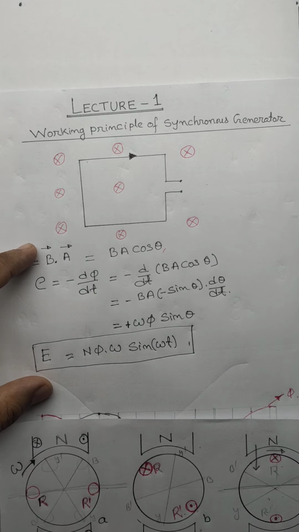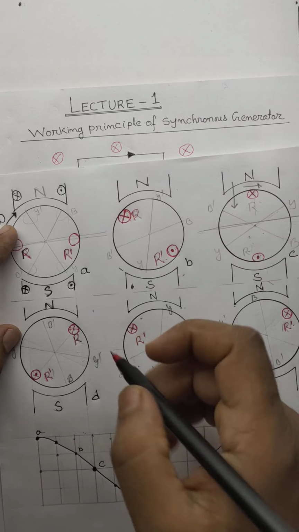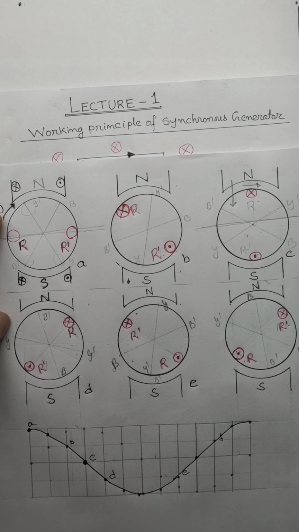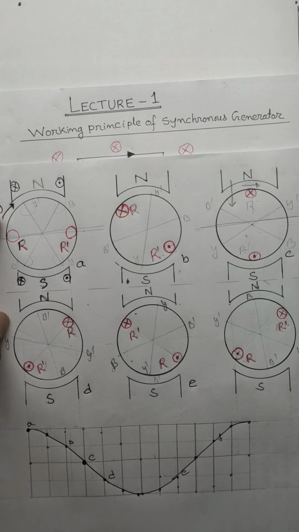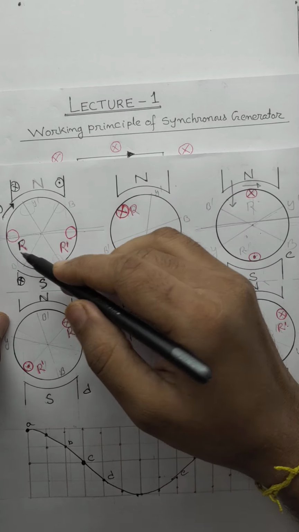Here we have mathematically derived it and then drawn a graph. Here we are trying to explain the same thing graphically and draw the same graph. Now this is a single phase generator. What happens if I put one more coil, that is, one more set of coil? Let's say that I place another coil that is behind this.